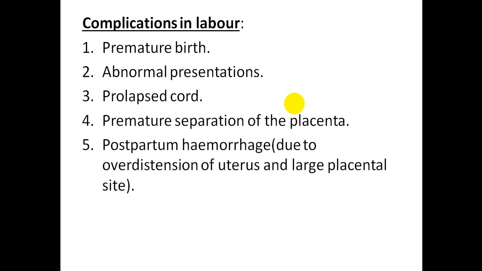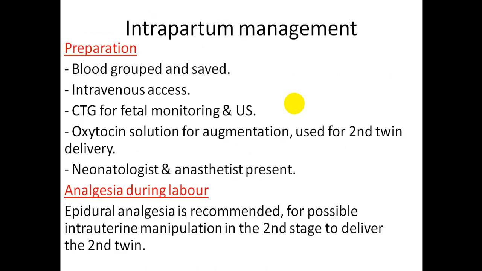Complications in labor: premature birth, abnormal presentation, prolapsed cord, premature separation of the placenta, and postpartum hemorrhage because of overdistension of the uterus. Intrapartum management: preparation of blood, intravenous access, CTG for fetal monitoring and ultrasound, and oxytocin solution for augmentation, which is only used for the second twin. Neonatologist and anesthetist should be present. Analgesia during labor: epidural analgesia is recommended for possible intrauterine manipulation in the second stage to deliver the second twin.